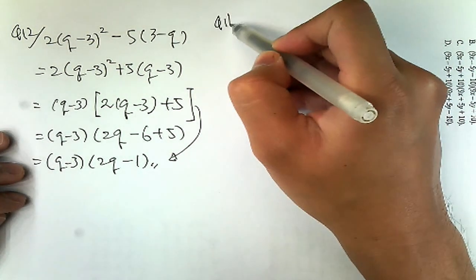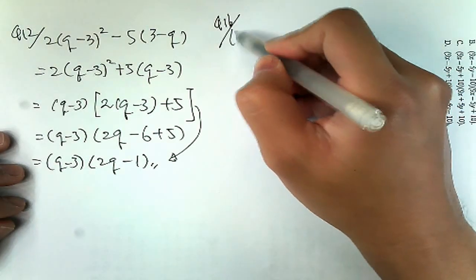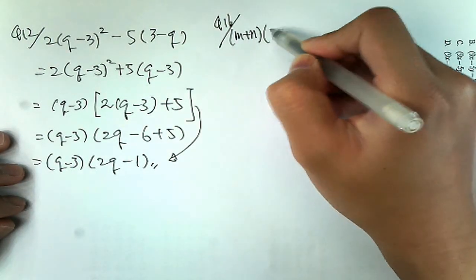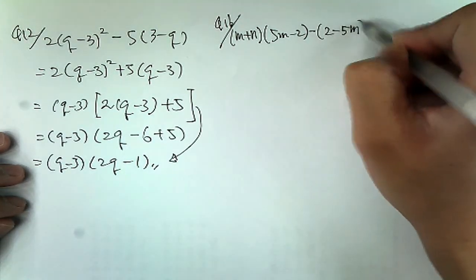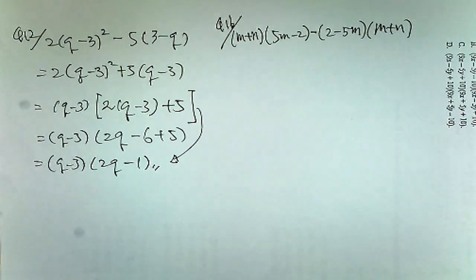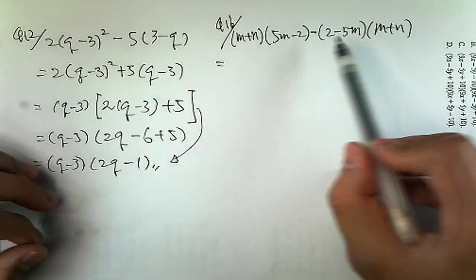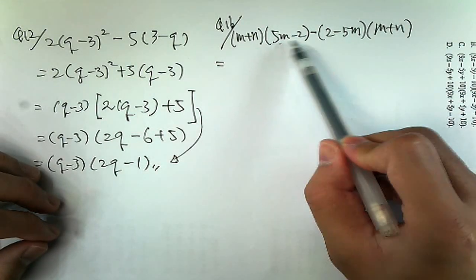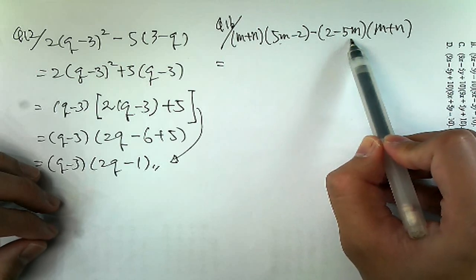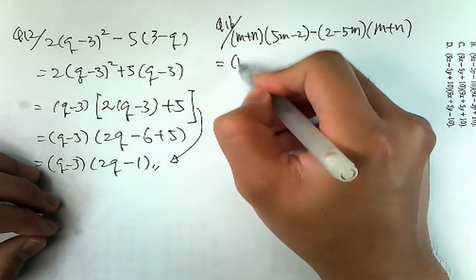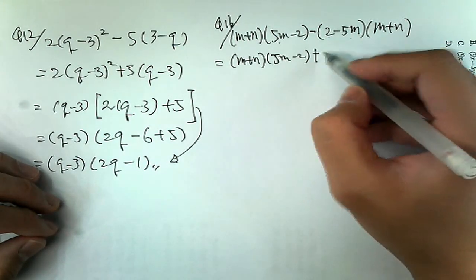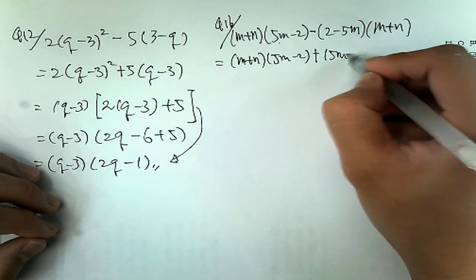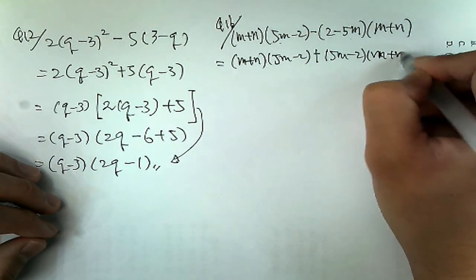Go to the 16. (m plus n), and then 5m minus 2, minus (2 minus 5m), and then (m plus n). So actually here you see this is 5m minus 2. This is 2 minus 5m, right? We have to change this order, but keep this m plus n. Keep this. You pull out minus, become positive. Understand? So (5m minus 2)(m plus n) plus (m plus n).